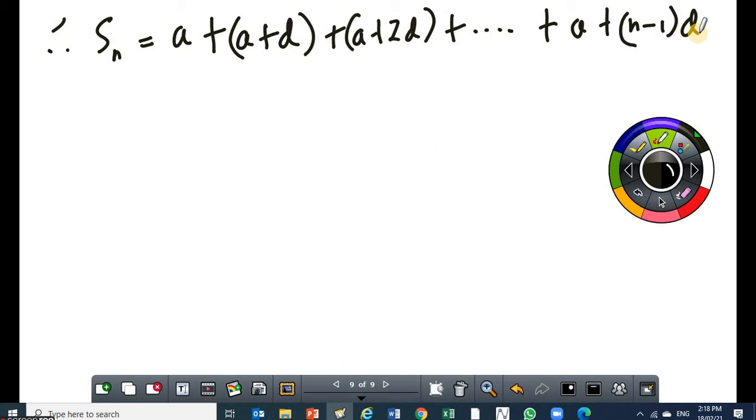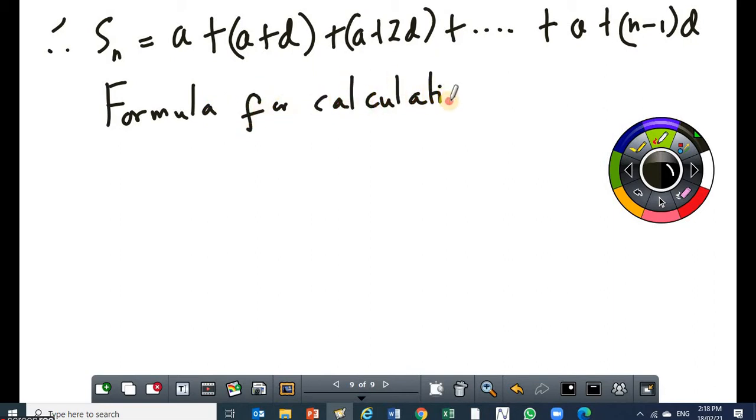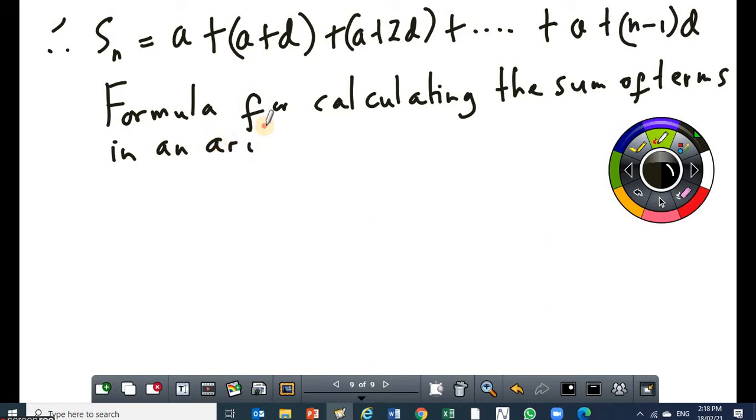Okay? Now there's a simple formula that can be used to calculate the sum of the terms in a series. We can introduce a simplified version of the Sn formula. So let's write the formula for calculating the sum of terms in an arithmetic series.